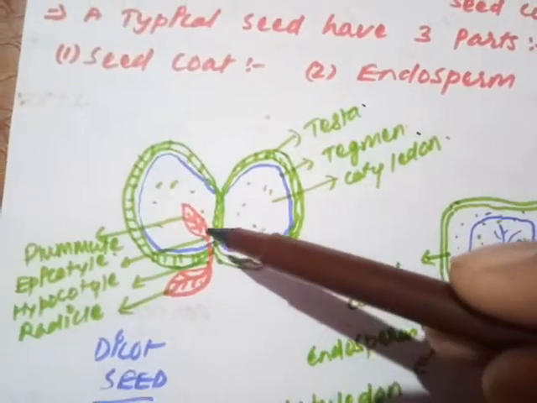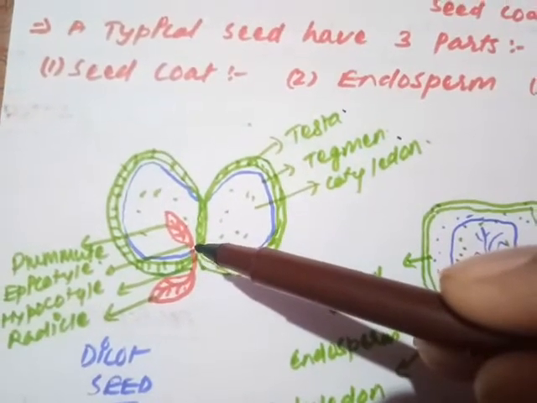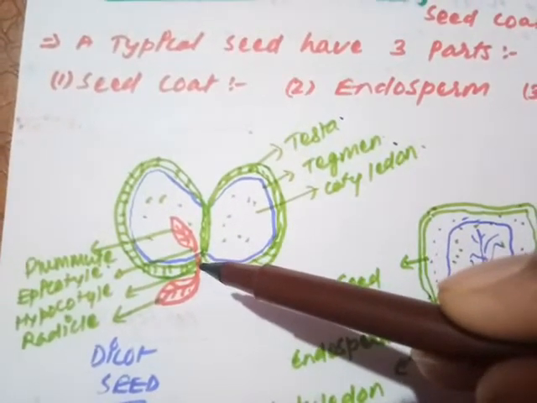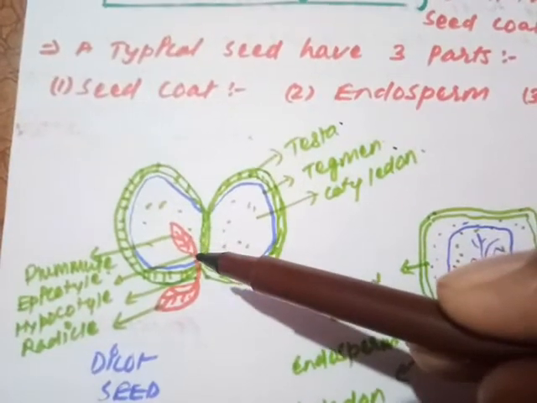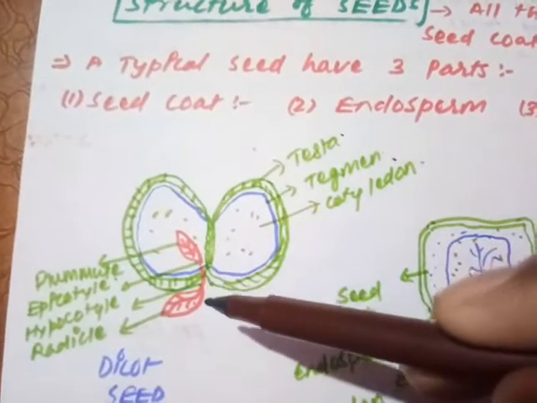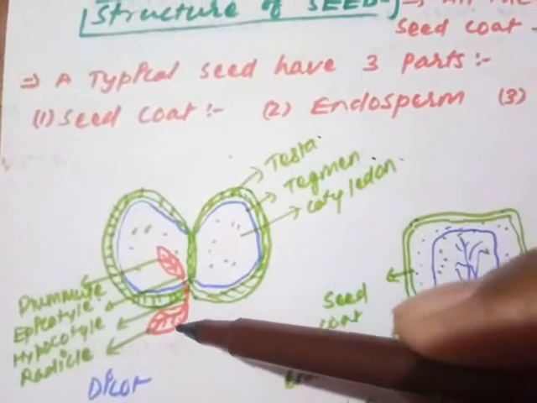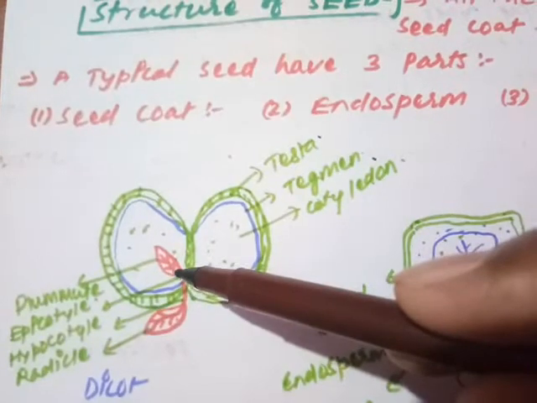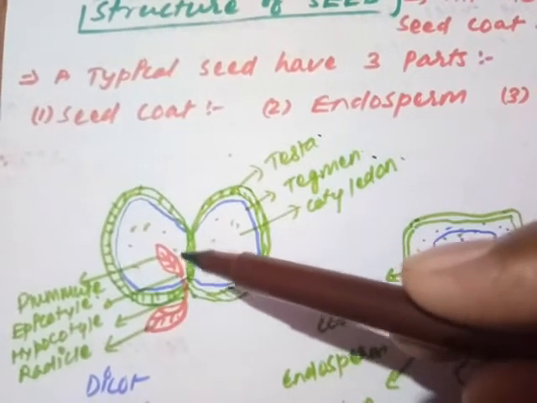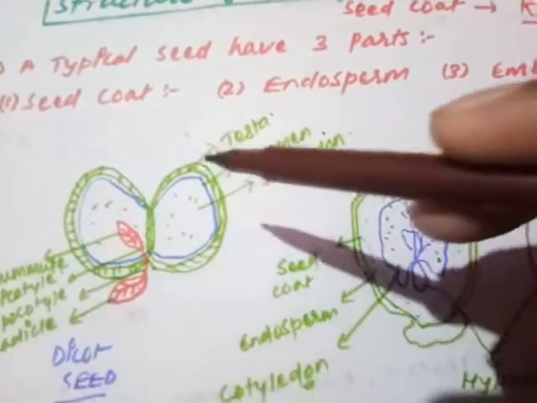So this is the embryonal axis, and in the embryonal axis the upper portion is called the epicotyl, you know very well, and the lower portion is called the hypocotyl. So the epicotyl terminates in the plumule, and the hypocotyl terminates in the radicle. The radicle will give rise to the root system, and the plumule is going to give rise to the shoot system. So this is the structure of a dicot seed.